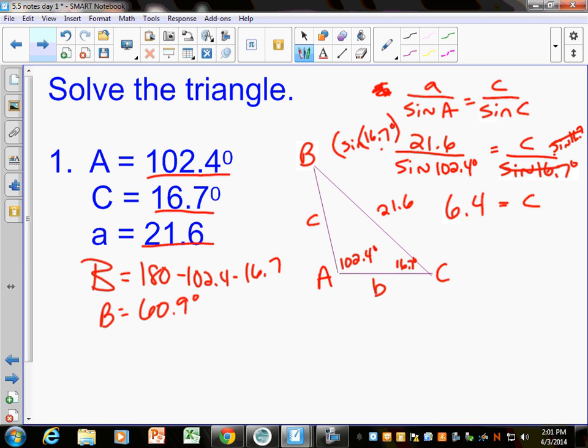The last one we have left to find is side B. Don't do Pythagorean theorem, but do the same thing. Do A over sine of A, but now do B over sine of B, and see if you can get side B as well. So just a whole lot of calculator work.